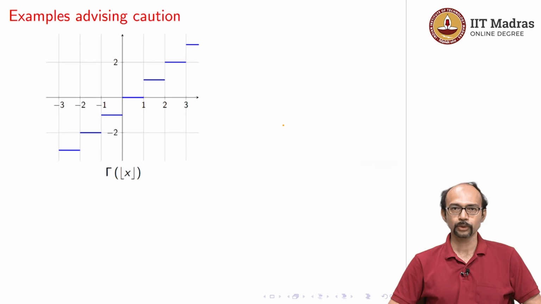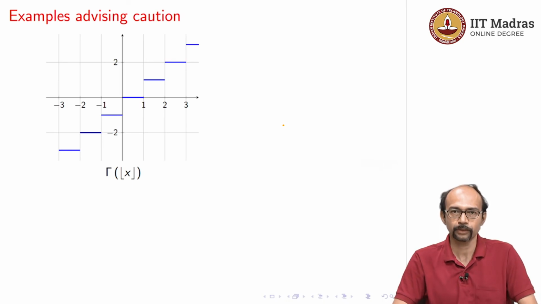Okay. So here's a couple of examples that we have to be cautious about. The first is the floor function. So what is the floor function of x? For the floor function of x, we take the largest integer which is less than that number. So for example, if you have the number 1000.23, you take the number 1000, that is the floor of 1000.23.